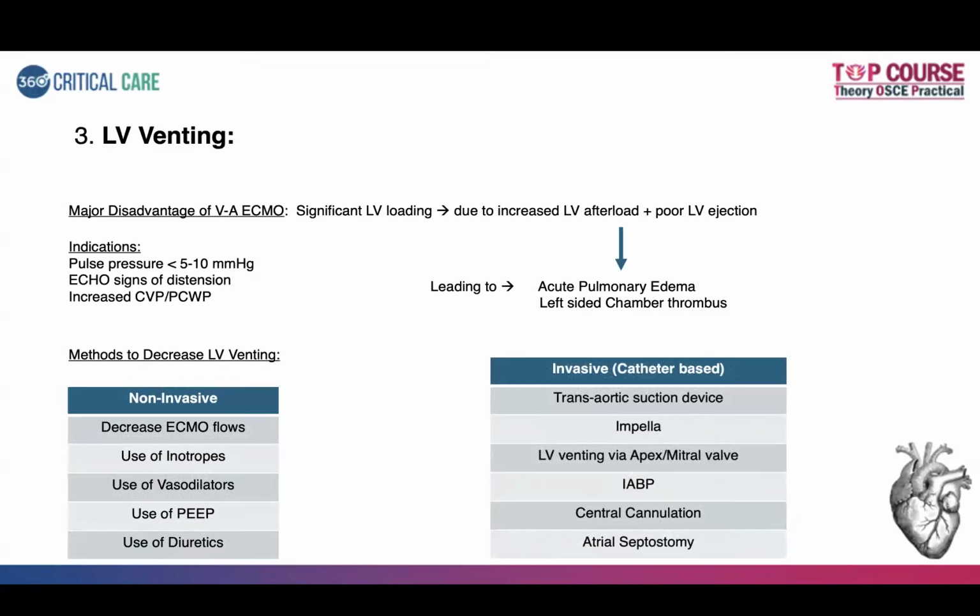And you have invasive, which is more of catheter-based techniques. That's like percutaneous techniques, like a transaortic suction device. There is concomitant application of an Impella, LV venting via apex or mitral valve, use of IABP concomitantly, or going for a central cannulation or an atrial septostomy. Atrial septostomy is the most invasive, whereas the transaortic suction device is a fluoroscopic guided device. But the problem is all these cannot be done at the bedside. They need to be taken to the cath lab or to the operation theater. So it's a cumbersome procedure that needs to be looked into.